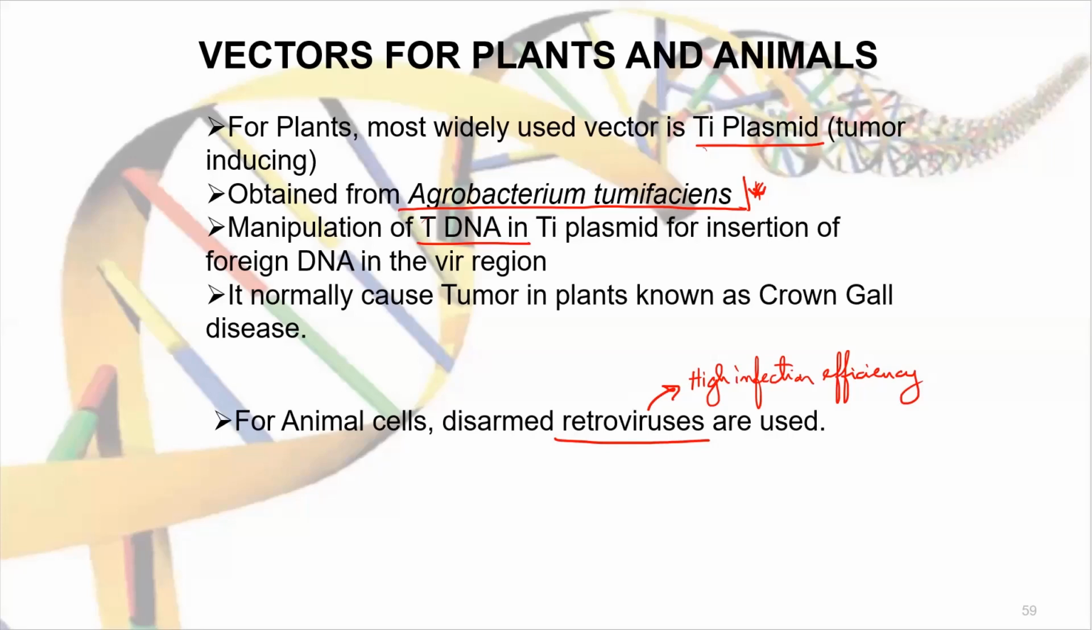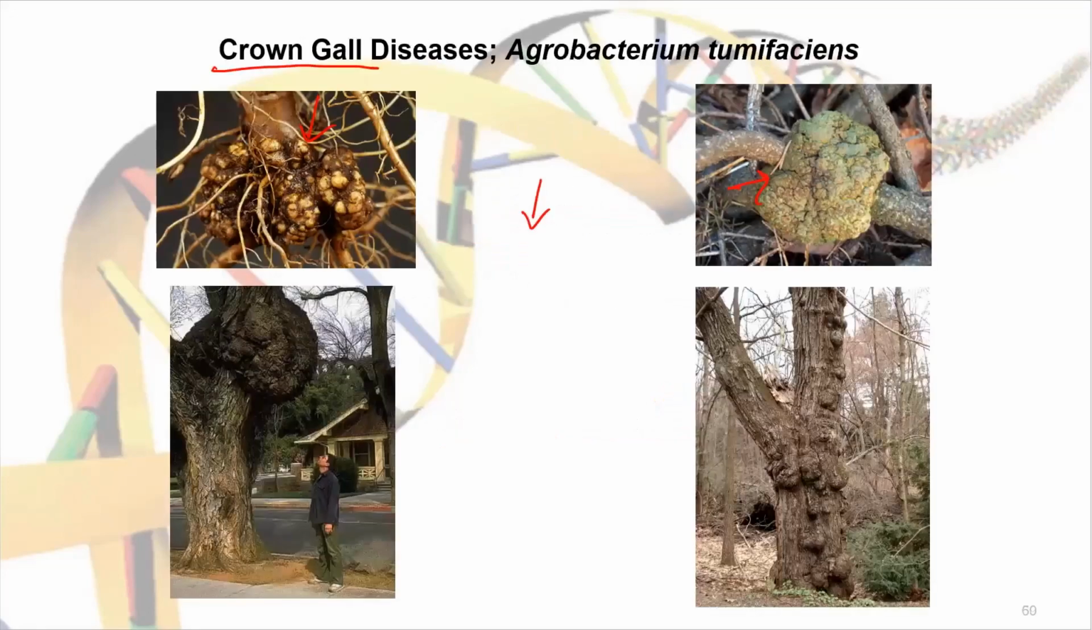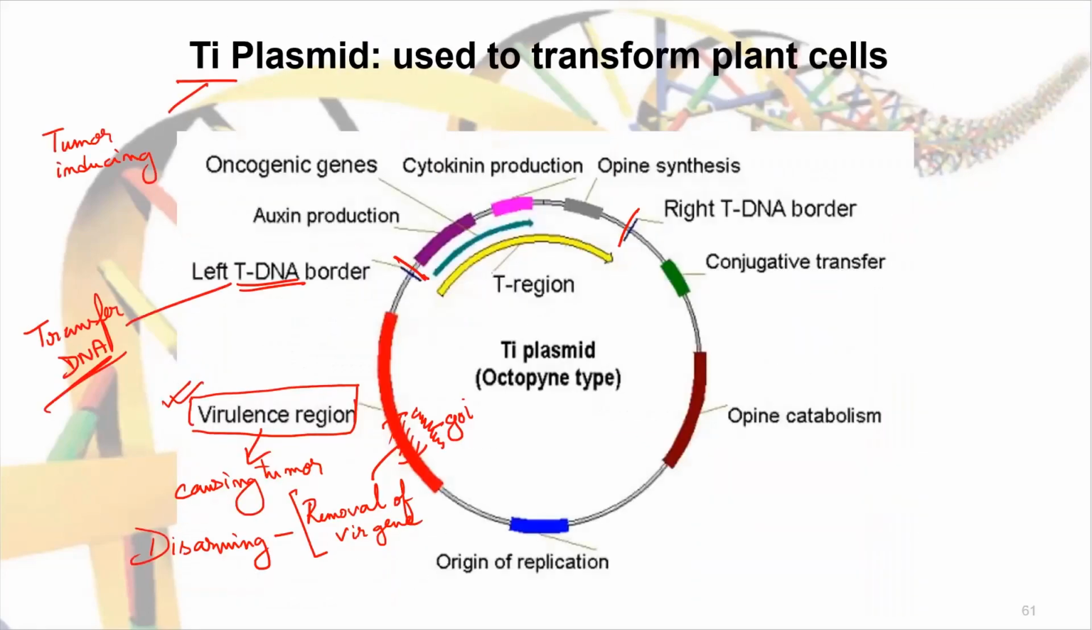But the problem is retroviruses are often very pathogenic viruses. So similar to the Ti plasmid of Agrobacterium tumefaciens, you have to do the disarming of these retroviruses also. And then this disarmed retrovirus can be used as a vector, wherein you can introduce your foreign gene of interest and put it inside the animal cells. According to the experiment, according to the host, you can use these different vectors. This was all about the vectors as such.